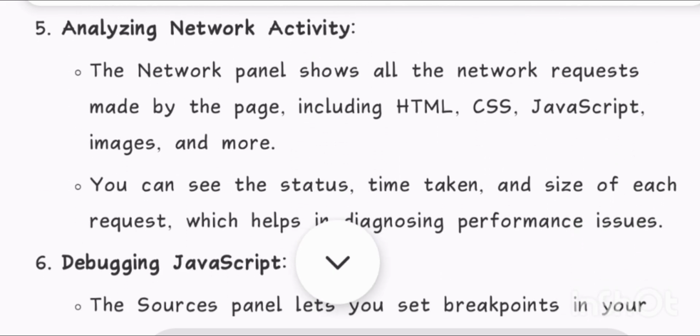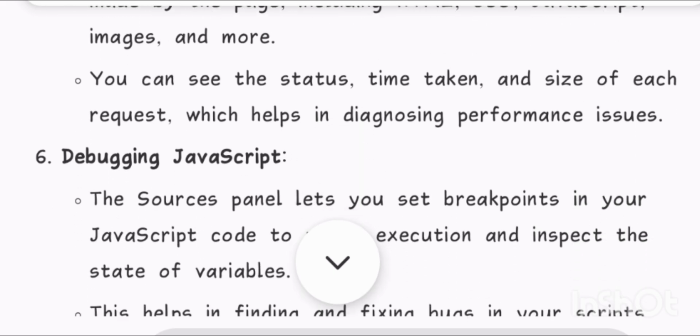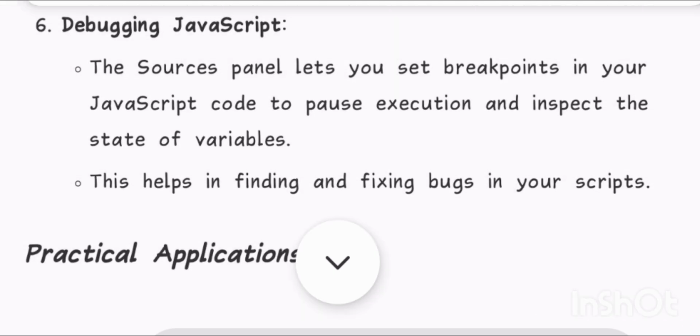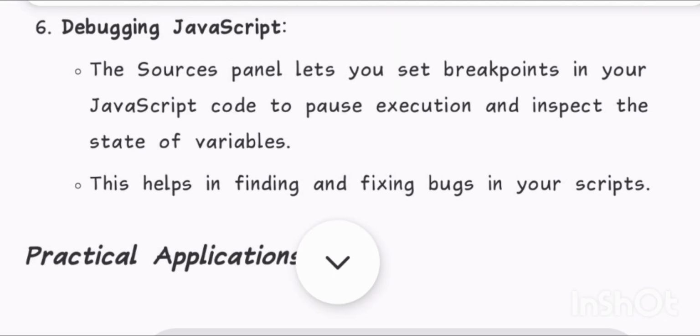5. Analyzing network activity. The network panel shows all the network requests made by the page, including HTML, CSS, JavaScript, images, and more. You can see the status, time taken, and size of each request, which helps in diagnosing performance issues. 6. Debugging JavaScript. The Sources panel lets you set breakpoints in your JavaScript code to pause execution and inspect the state of variables. This helps in finding and fixing bugs in your scripts.